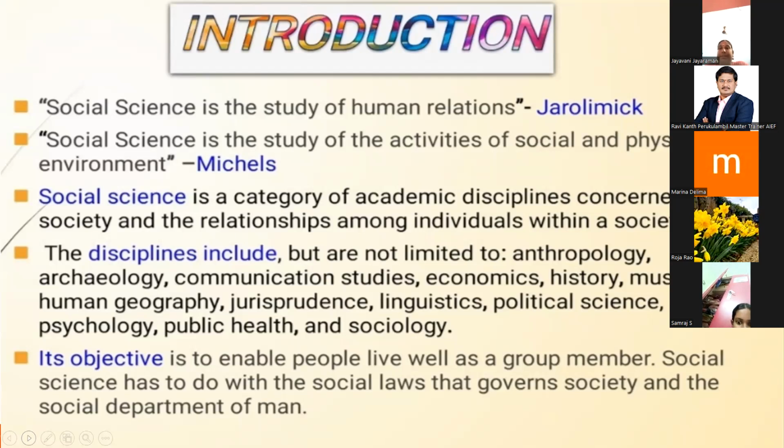The disciplines include, but are not limited to, anthropology, archaeology, communication studies, economics, history, musicology, human geography, jurisprudence, linguistics, political science, psychology, public health, and sociology. Its objective is to enable people to live well as a group member. Social science has to do with the social laws that govern society and the social department of man.